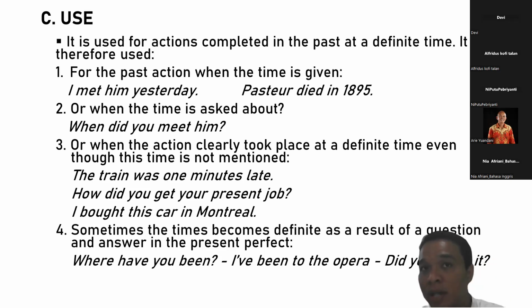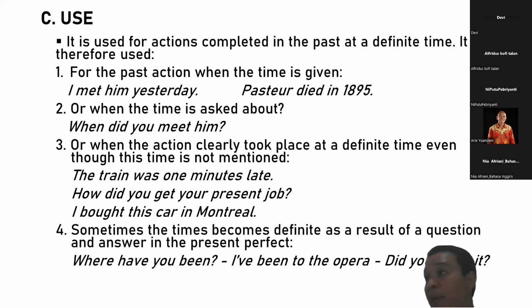Okay, please remember this one because some students find it difficult and some students usually make this mistake. The third one is when the action clearly took place at a definite time, even though this time is not mentioned. For example, the train was 1 minute late.